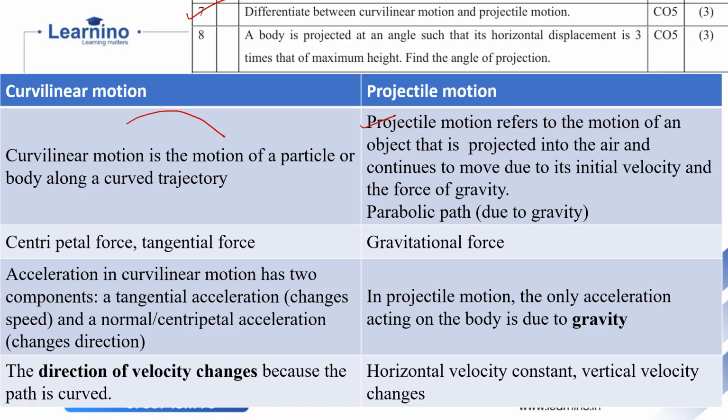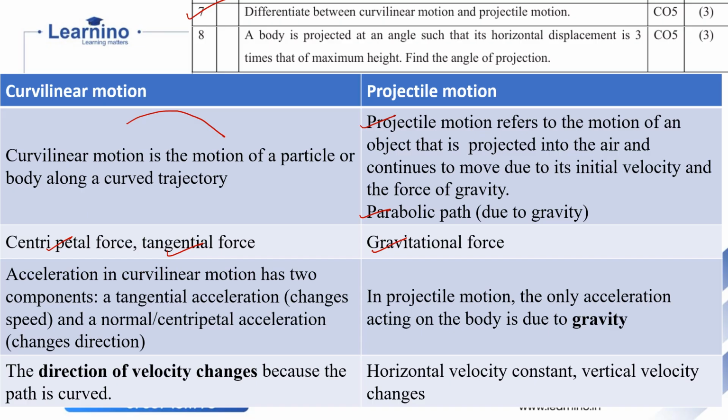It refers to the motion of an object that is projected into the air and it continues to move due to its initial velocity and gravity. Okay, and the trajectory will be parabolic. And the forces acting in curvilinear motion are centripetal force and tangential force, and in projectile motion we are having only gravitational force.